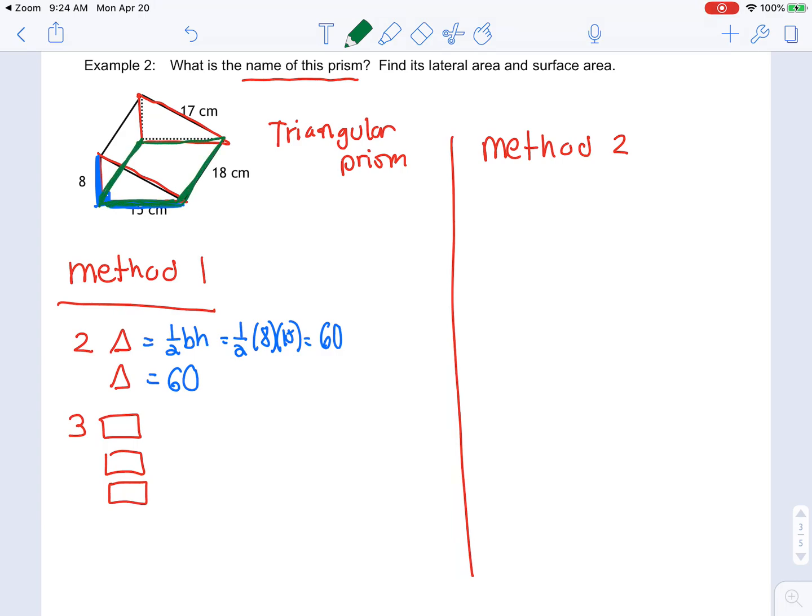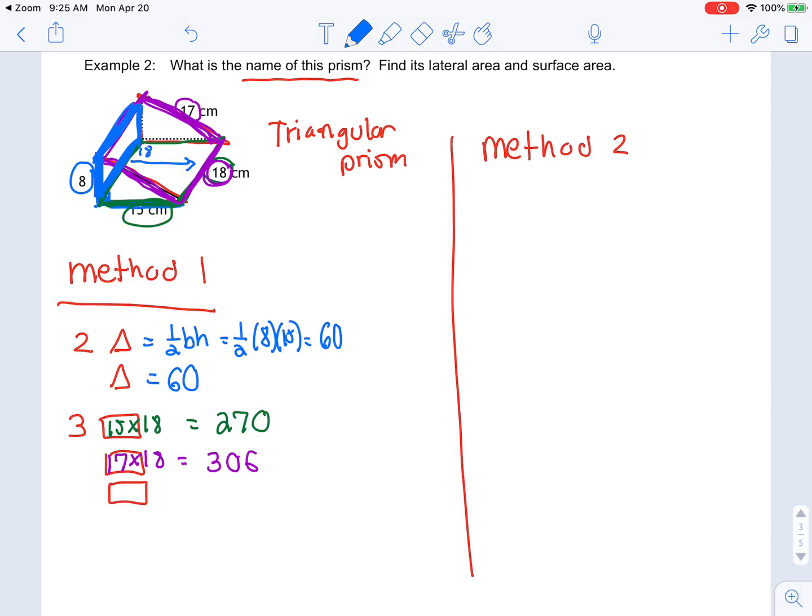First, I'll look at this one on the bottom. On this rectangle on the bottom, we're going to have to multiply 15 times 18. So 15 times 18 gives me a rectangle of 270. Then I'm going to look at this rectangle out in the front here. This one is 18, and this side is 17. So now we're going to do 17 times 18, and this rectangle is 306. And then the last one, this little one in the back here. This one looks like a height of 8, and again, this base is going to be the same as that 18. So this one is going to be 8 times 18, and 8 times 18 is 144.